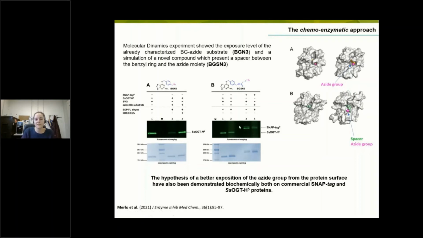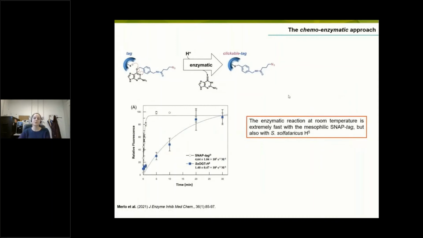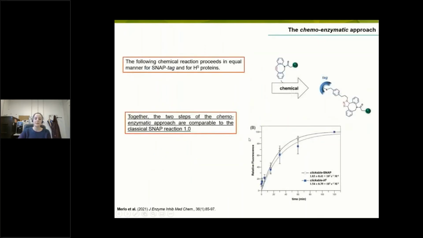So from this point, we focused our attention on characterizing this kind of substrate by measuring the kinetics of the two steps. This is the enzymatic reaction, and as you can see, the reaction at room temperature is very fast, both for the SNAP-tag protein and for the thermostable counterpart H5. And the chemical reaction is basically proceeding in an equal manner because it is independent from the nature of the protein tag used. So together, the two steps effectively are comparable to the SNAP-tag classical reaction.